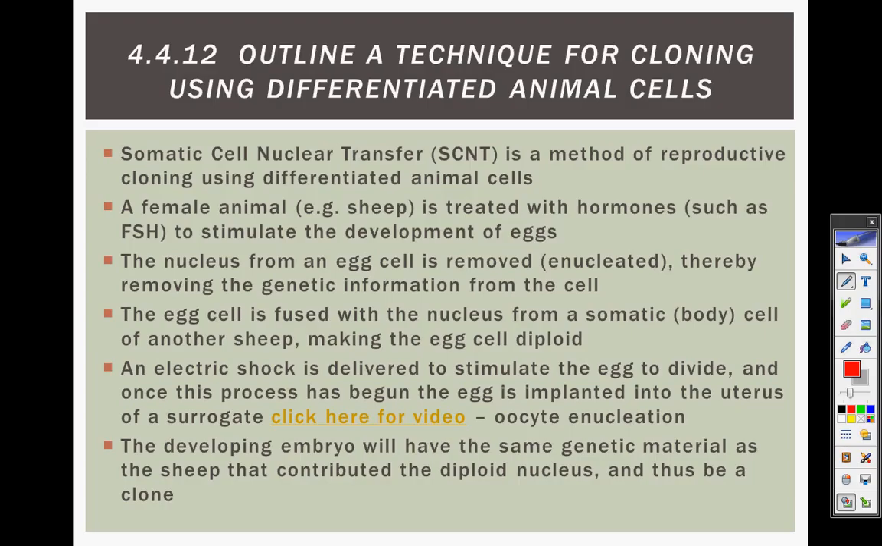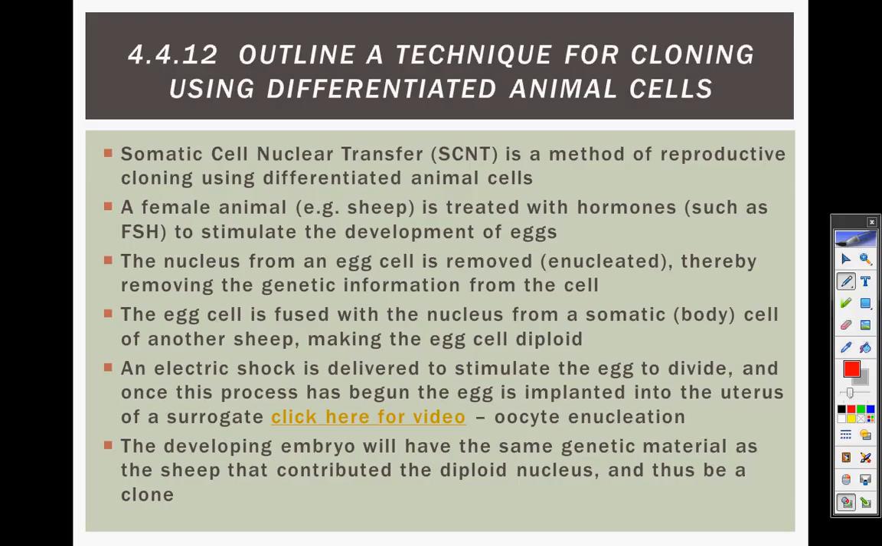Is a method of reproductive cloning using differentiated animal cells. Differentiated animal cells are the ones where we started making the certain lines that we wanted. Who can remember what the undifferentiated cells are? What do we call those? Stem cells. So we're beyond that point. They've already differentiated. A female animal is treated with hormones such as FSH to stimulate the development of eggs. FSH is follicle stimulating hormone. That's what makes women have their periods.